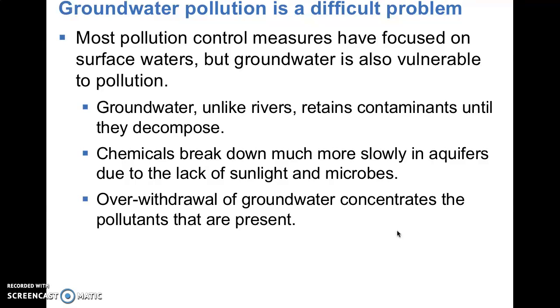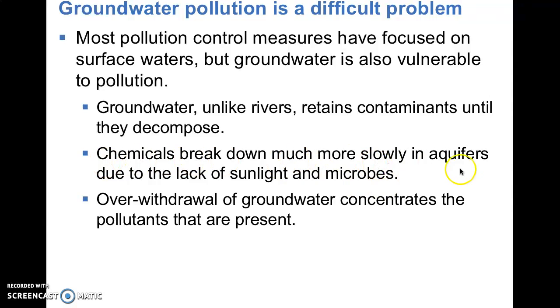Groundwater pollution is a really big problem because it's much harder to clean up and to notice than surface water. It's regularly polluted by industry and agriculture, but it's hidden out of view. So the pollution can get worse and worse over decades until suddenly the drinking water is contaminated over a widespread area. The reason is that groundwater, unlike rivers, retains contaminants until they decompose. Rivers' contaminants are flushed out because it's a moving body of water. Groundwater will usually just sit there until it gets broken down.